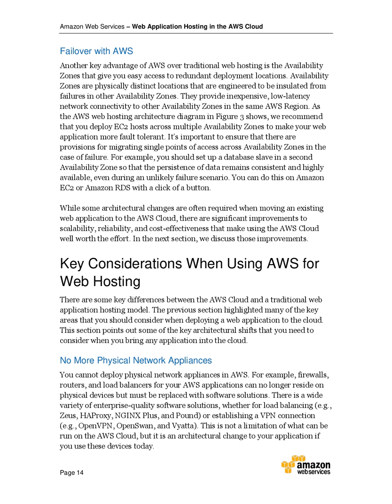As the AWS web hosting architecture diagram in Figure 3 shows, we recommend that you deploy EC2 hosts across multiple availability zones to make your web application more fault-tolerant. It's important to ensure that there are provisions for migrating single points of access across availability zones in the case of failure. For example, you should set up a database slave in a second availability zone so that the persistence of data remains consistent and highly available, even during an unlikely failure scenario.